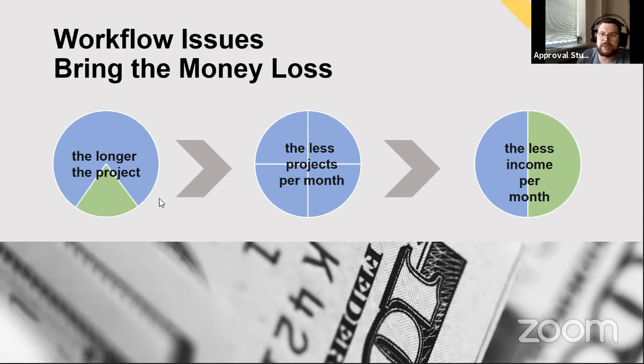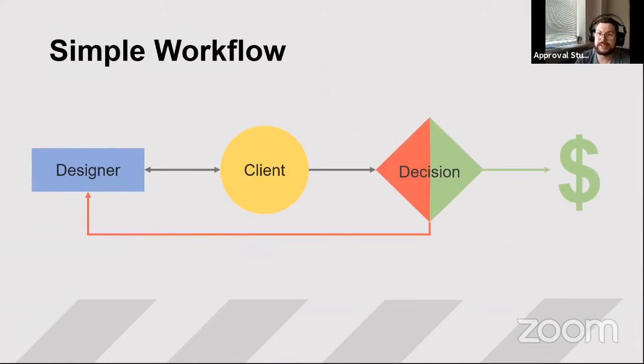So the first problem that you have is long projects, and consequently, the less money you can earn per month, and consequently, your profit is decreased. So it seems simple when you're working as a freelancer, as a designer with a company of yours. For example, here's this simple workflow: designer, client, and decision. So designer creates an artwork, sends it to the client, and client needs to make a decision.